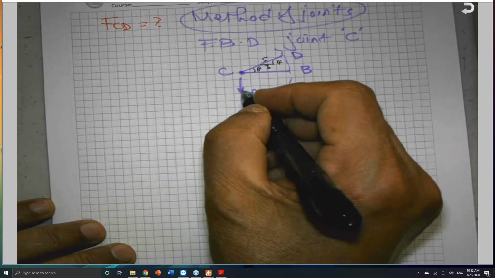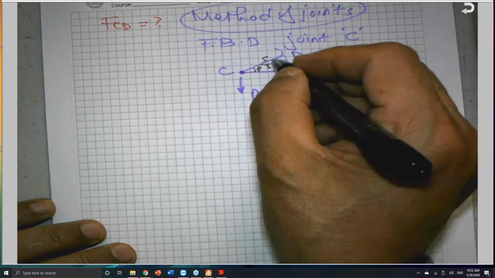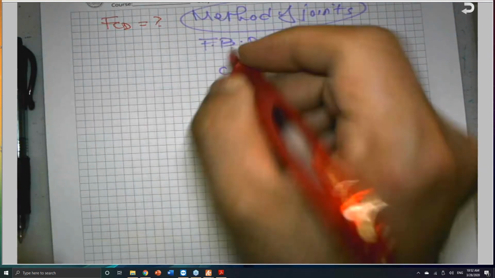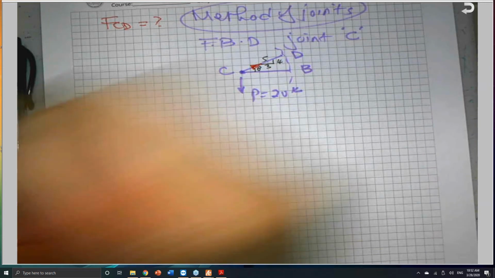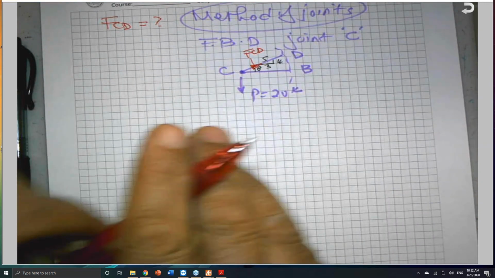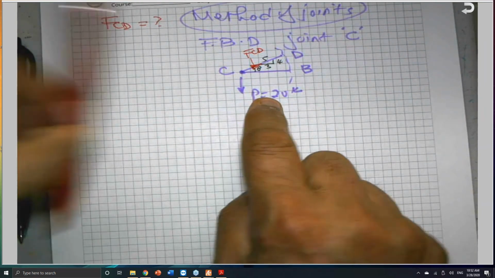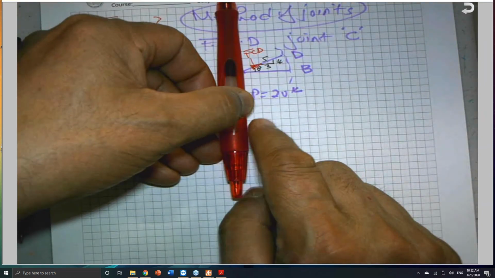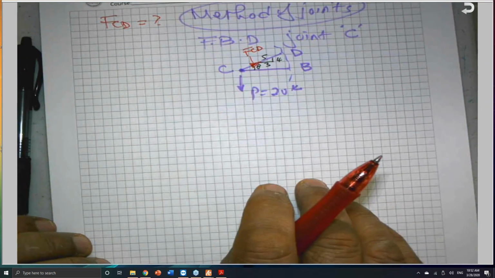So this force is acting down, so for equilibrium the force along the member CD must be going this way. This is the F_CD. Balance or equilibrium, because 20 kips is 20 kips. So the component in the y direction of this must balance this. Otherwise, the truss will start to move.